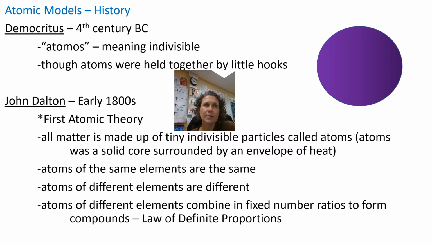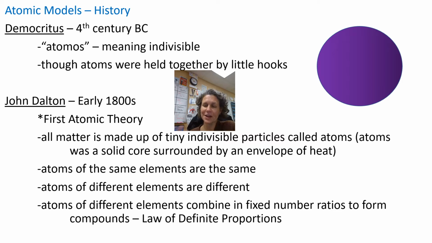His visual of an atom was different than what we know today, but at the time he said that atoms are a solid core and they're surrounded by an envelope of heat. So he kind of pictured them like really tiny little BBs that were kind of hot. So then his second part, atoms of the same elements are the same. So if I have a handful of gold atoms, then they're identical to each other.